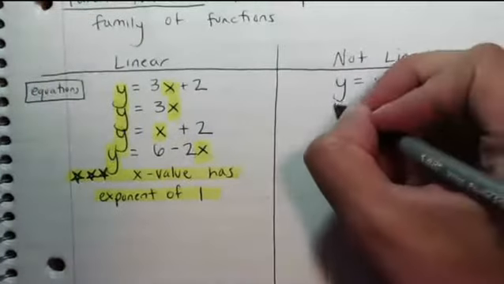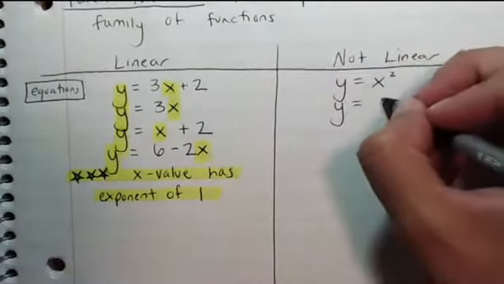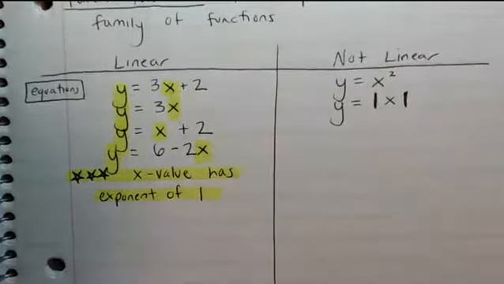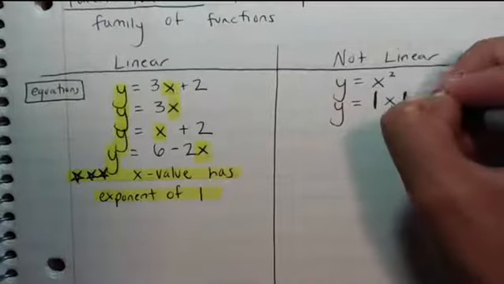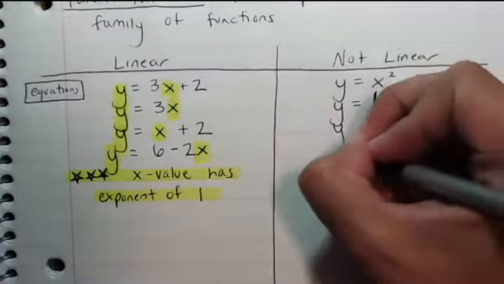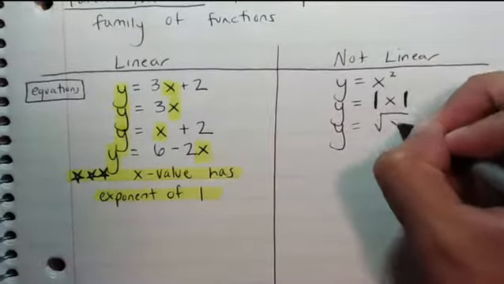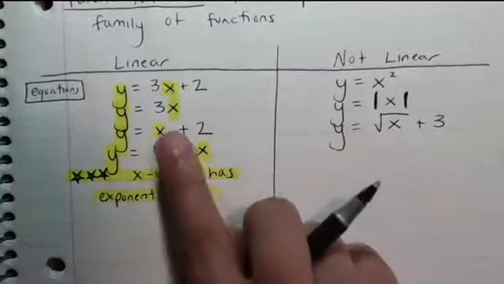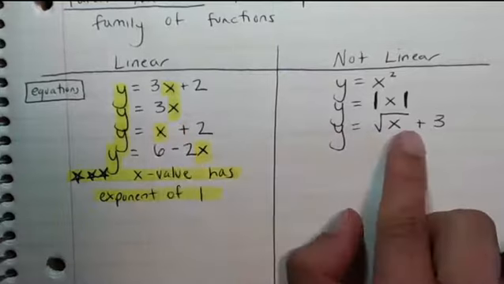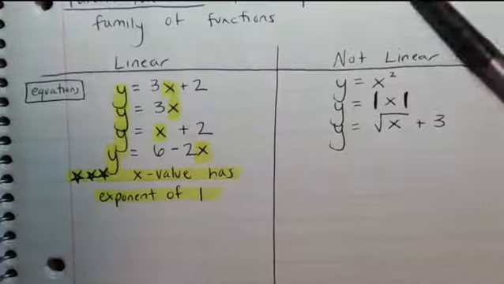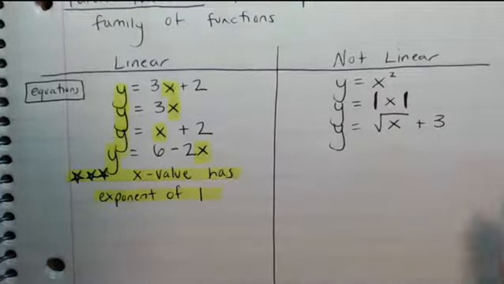Or it could have extra stuff where it's y equals the absolute value of x. Remember those bars? Where that talks about the distance away from 0. And then maybe another one could be y is equal to the square root of x plus 3. Okay, it has to only have x with an exponent of 1. No absolute value symbols, no square roots. Okay, all of these graphs would not make a straight line on your calculator.